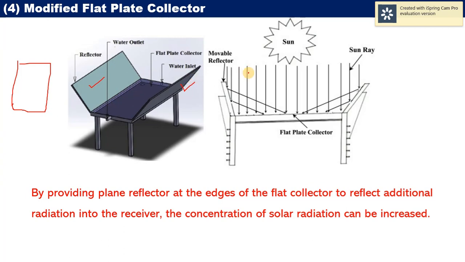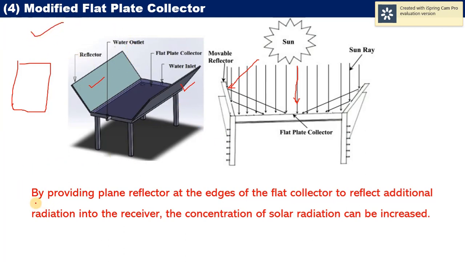Because of this, the solar radiations are incident on this reflector, and then they strike the flat plate collector. So we have the direct radiation, which we call beam radiation, while we also have the diffuse radiation because of this reflector. So the efficiency of the flat plate collector is increased by using the reflectors. That's why it is called the modified flat plate collector.